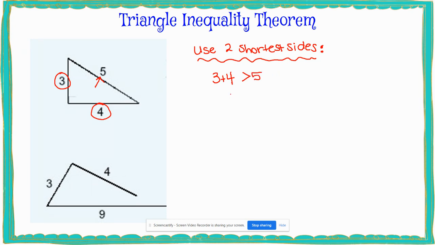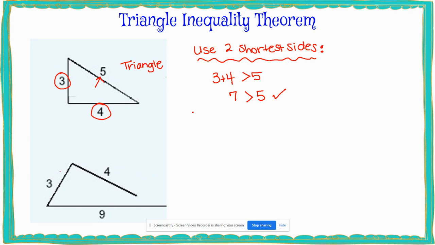Well, if I do 3 plus 4, that is 7. And is 7 greater than 5? Well, yes. So this is a triangle because of the triangle inequality theorem that says 3 plus 4 is greater than 5.